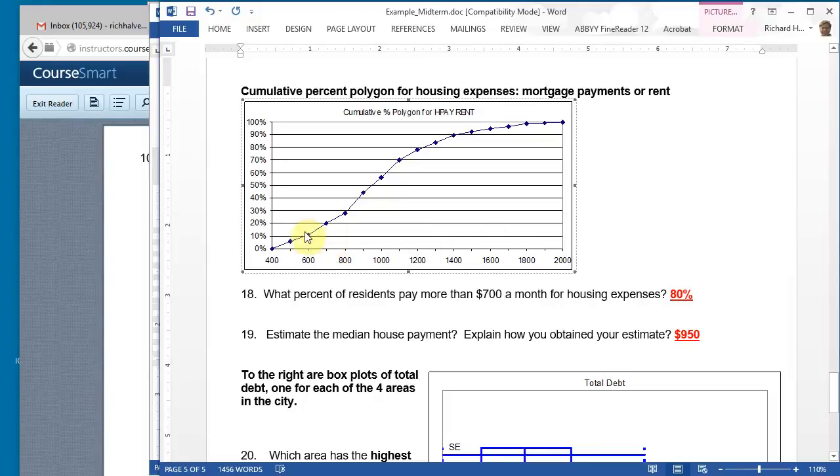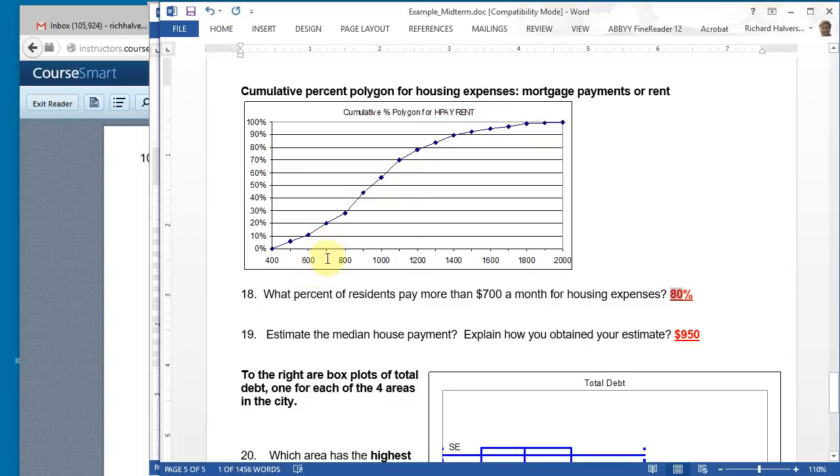This cumulative percent polygon tells us that at 700 a month, 20% of the residents pay less than 700. They pay between 400 and 700, 20%. And that leaves 80% for above 700. So the answer is 80%.